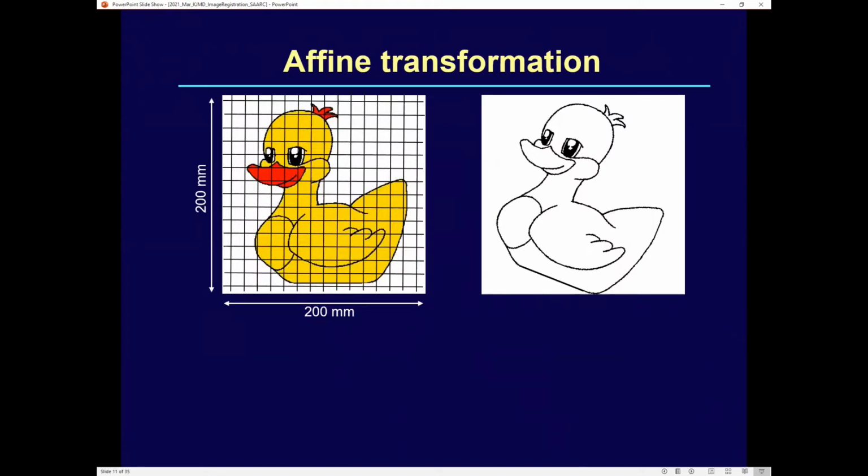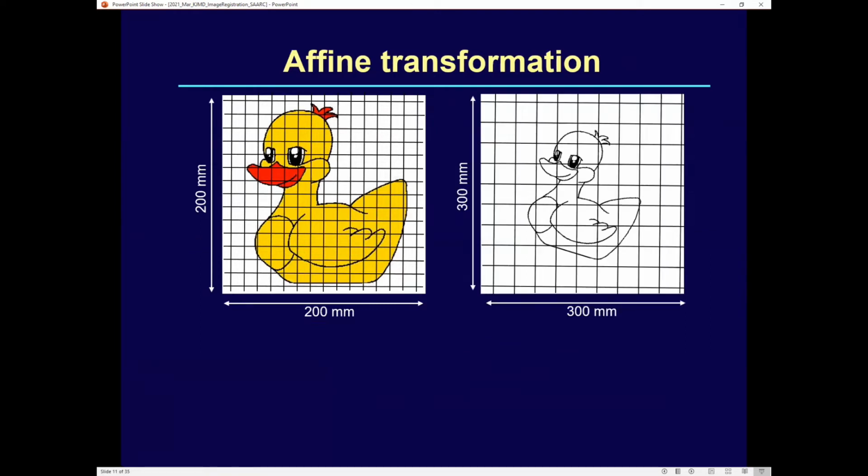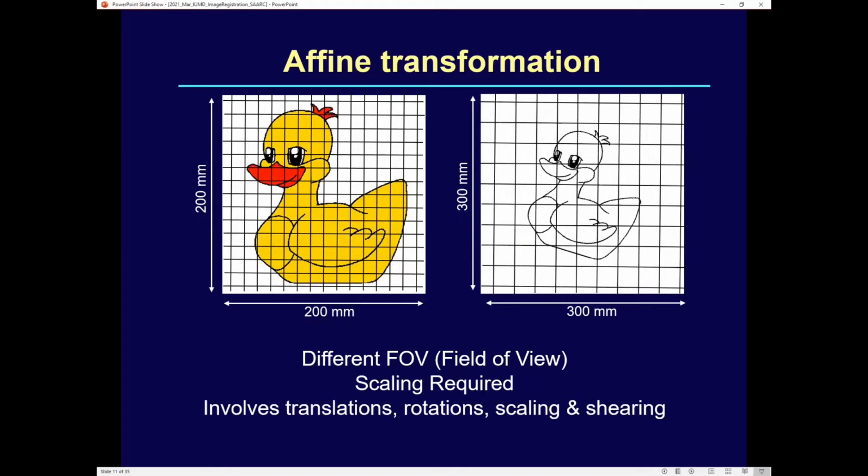So the next registration process is similar to rigid body, but it is called affine transformation. Here, sometimes the image is a demagnified view, like it could have been done on a field of view of 300, which means the pixel resolution is going to be 0.6 versus 0.4 here, and you need to apply a scaling factor in this case. So this involves translation, rotation, scaling, and sometimes shearing also.